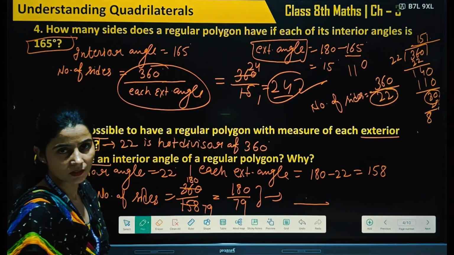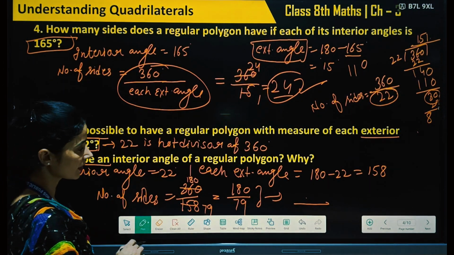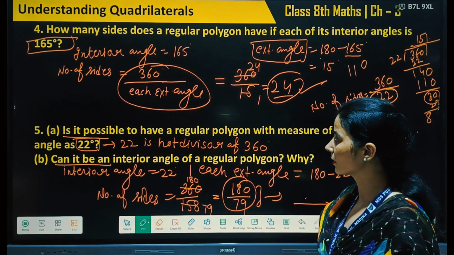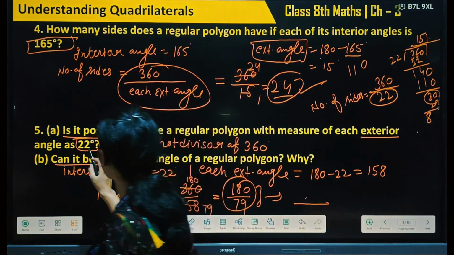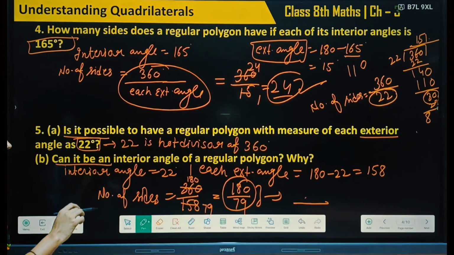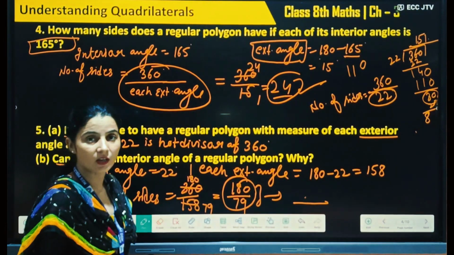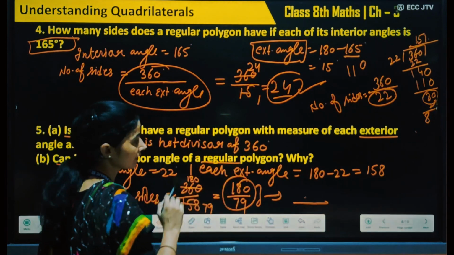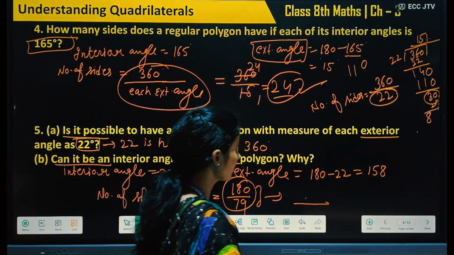Again you are getting your answer in decimal. So after dividing, you will get your answer in decimal. So this 22 degree cannot be its interior angle either. It can't be an interior angle of a regular polygon. Okay, now see next.